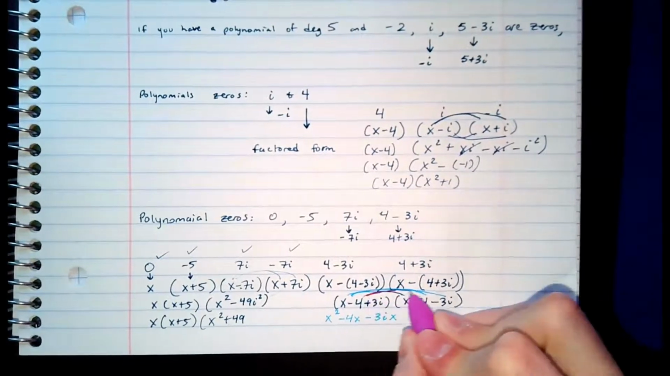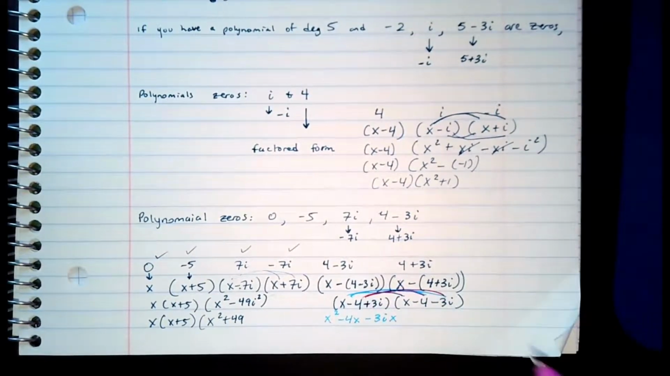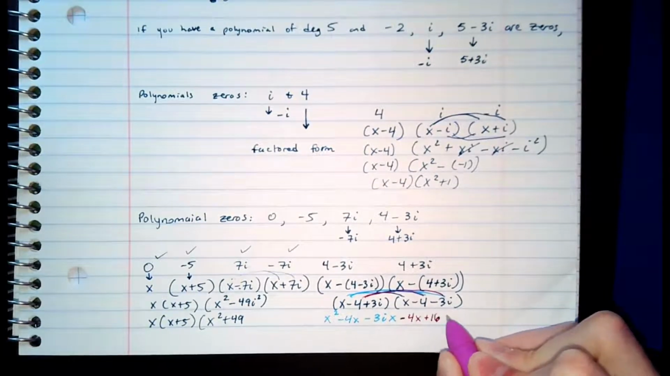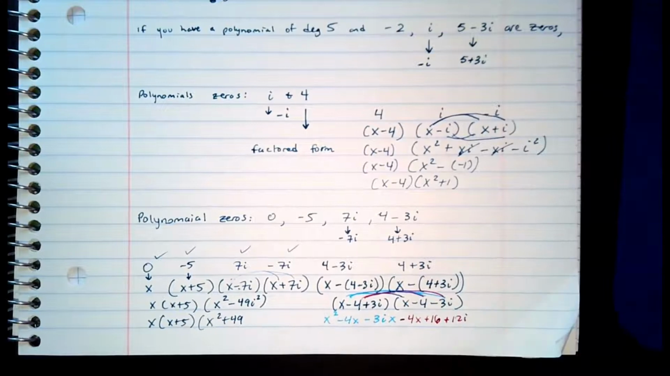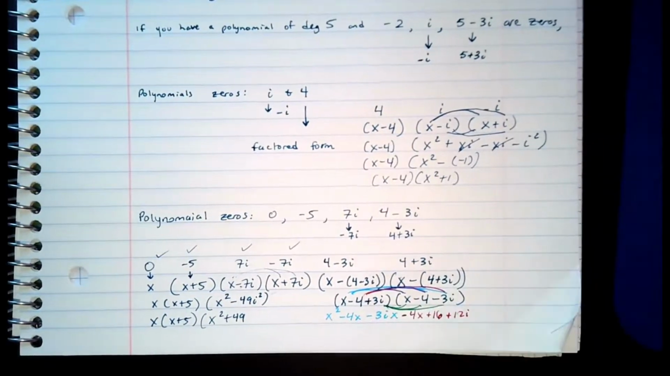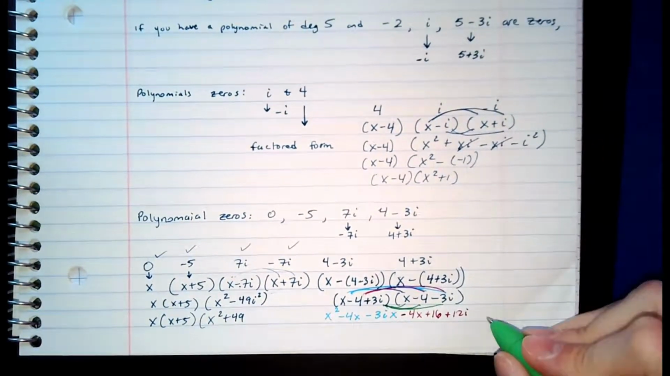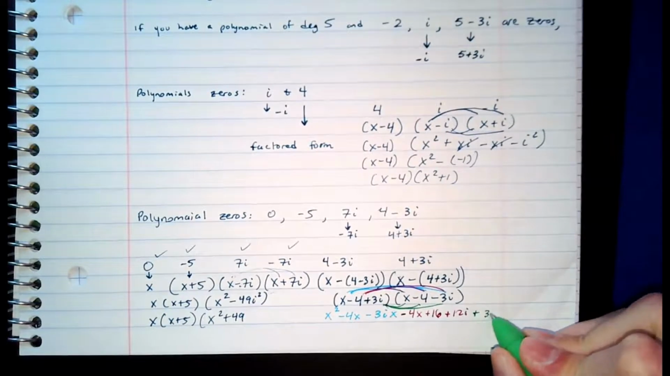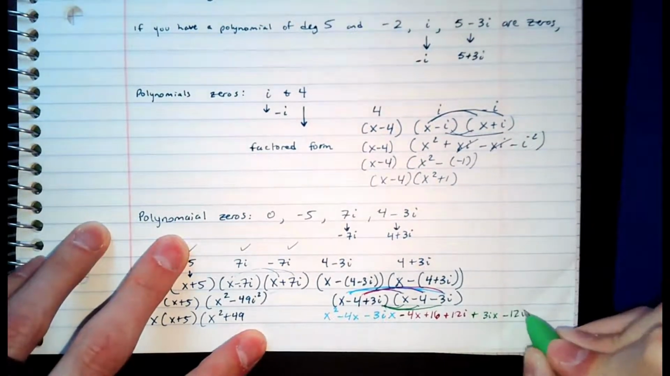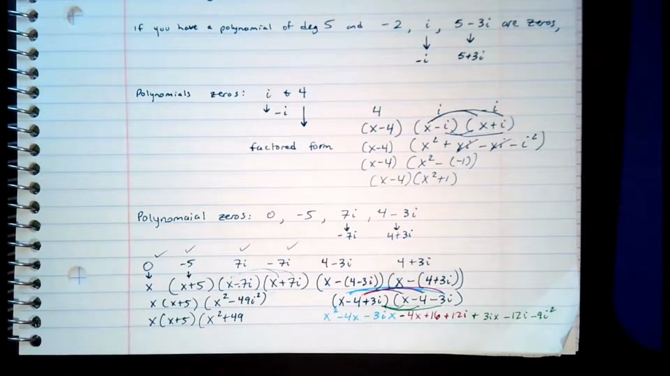-4 times x, -4 times -4, -4 times -3i. So that would be minus 4x plus 16 plus 12i. Let's grab one more color. 3i times x, 3i times -4, 3i times -3i. Gives us plus 3ix minus 12i minus 9i squared.